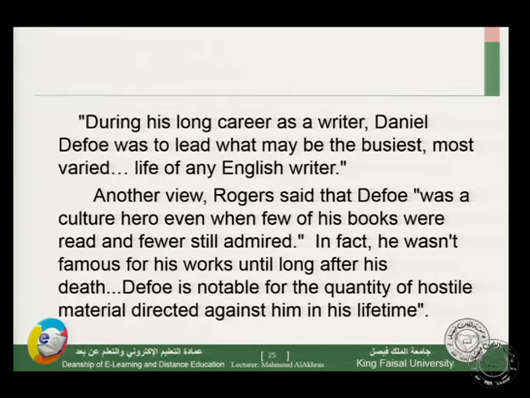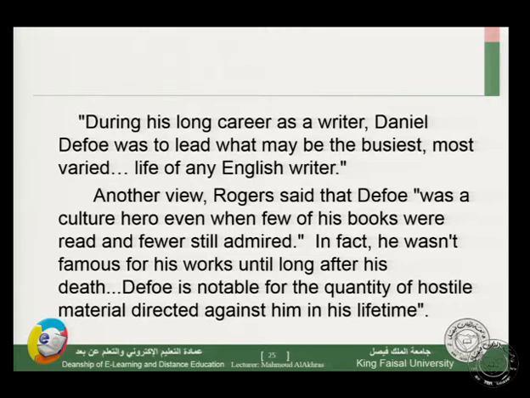During his long career as a writer, Daniel Defoe was to lead what may be the busiest, most varied life of any English writer. So his life was full of adventures, experience, a lot of troubles, a lot of business, a lot of writings. It was fully occupied. Another view, Rogers said that Defoe was a culture hero even when few of his books were read and few were still admired.